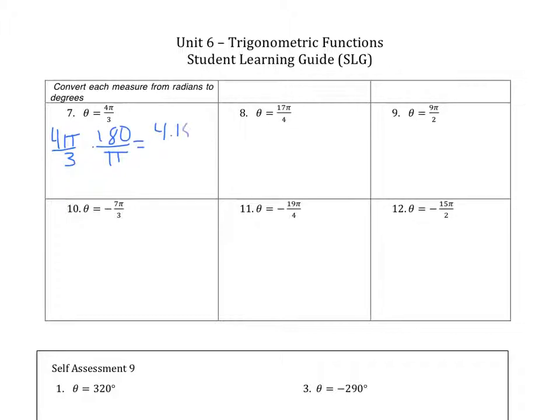So we get 4 times 180 pi over 3 pi. Pi cancels. Divide by 3, and I get 60. 4 times 60 is 240 degrees. Go ahead and pause the video and try number 8.